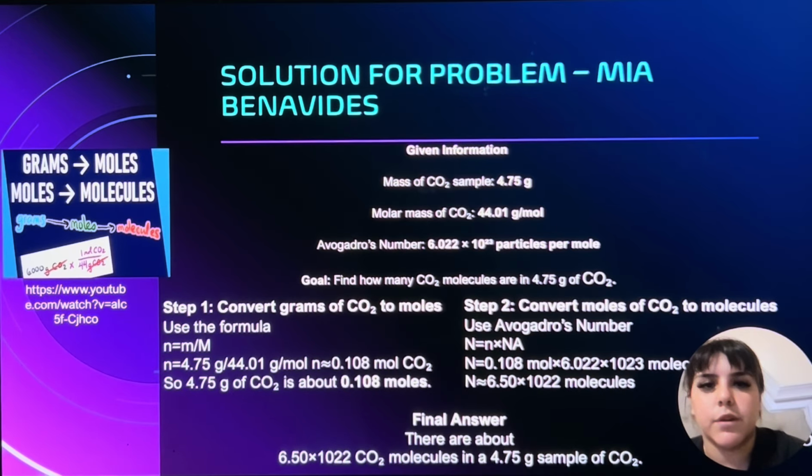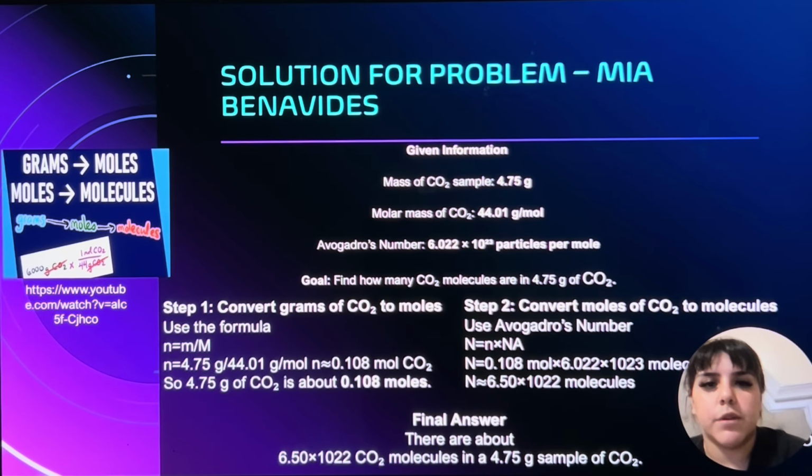Step 1 is converting grams to moles. Using the formula n equals mass divided by molar mass, 4.75 grams divided by 44.01 grams per mole gives about 0.108 moles of carbon dioxide.